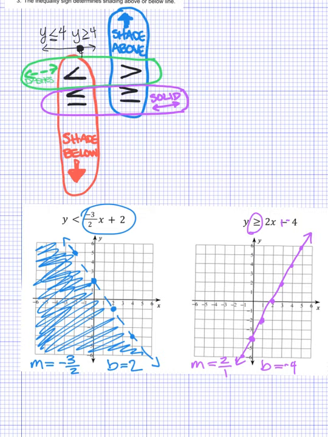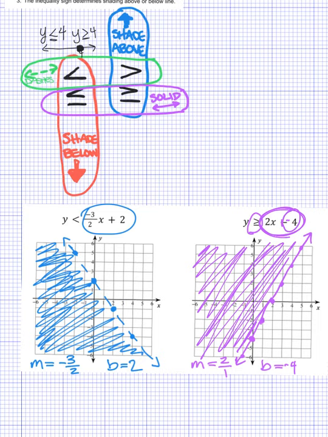So I'm looking for all the numbers that are greater than these values together. So here's my -4. I want numbers greater than my -4. So I shade all of these. Now notice I shaded all the parts that were above the line.